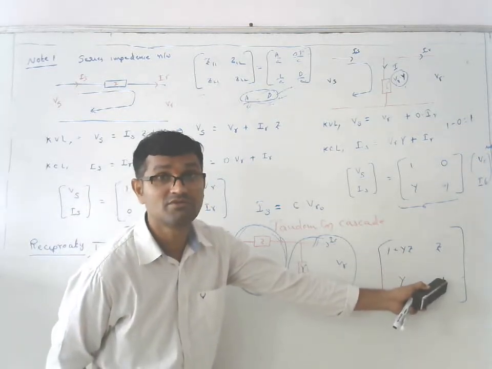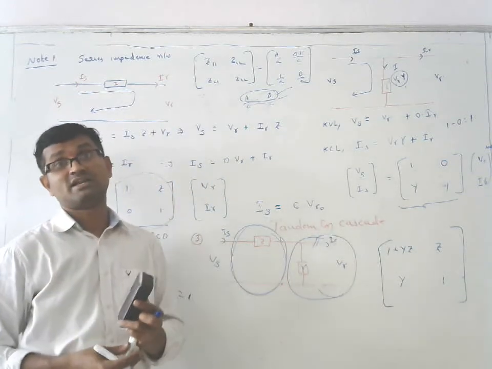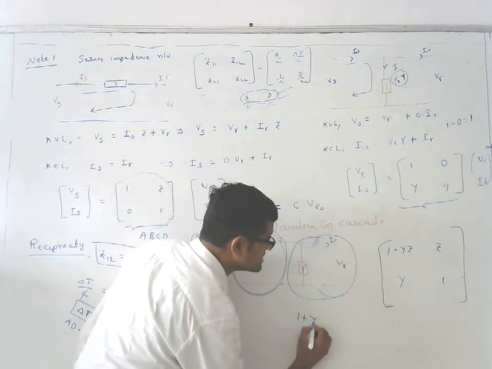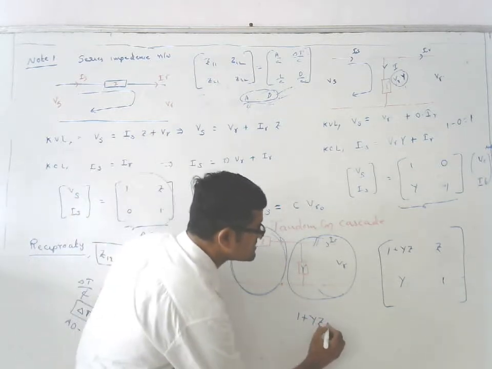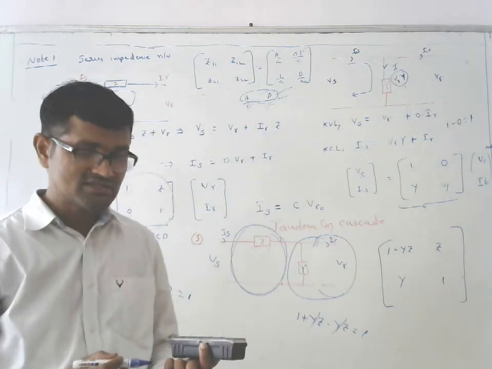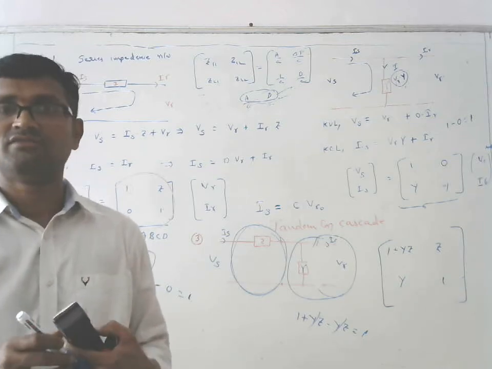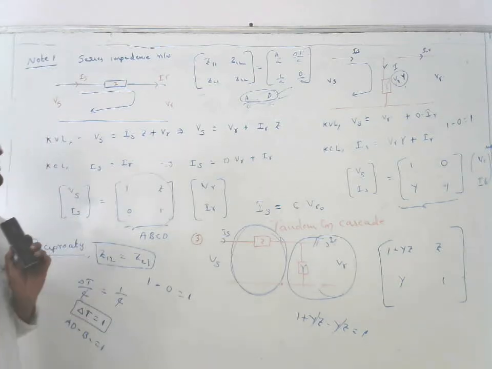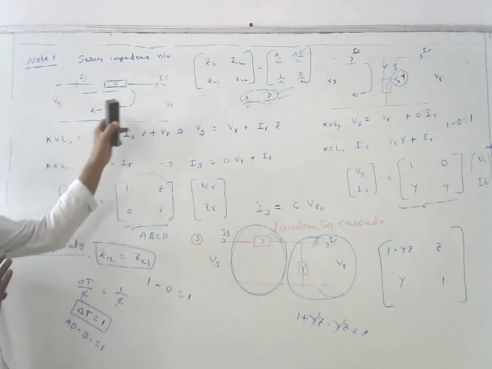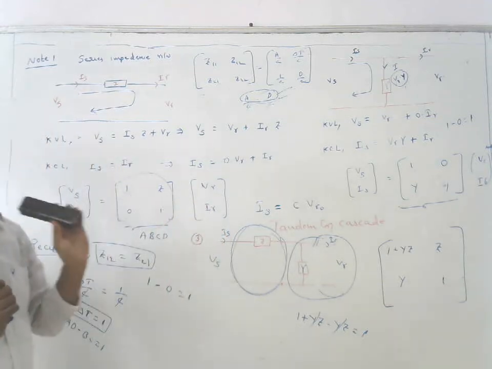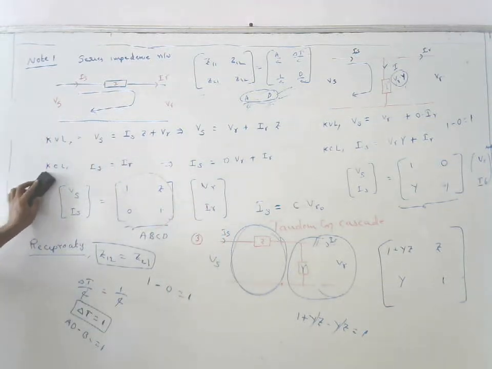You verify the reciprocal condition. Here what is AD? AD is equal to 1 plus YZ. AD minus BC is equal to 1 plus YZ minus YZ, which is equal to 1. Means here the network is a reciprocal network. If it is not symmetric, it may still satisfy reciprocal conditions. Just keep in mind how to identify symmetric and reciprocal conditions and how to define ABCD parameters for all transmission lines. This is about analysis of transmission networks.